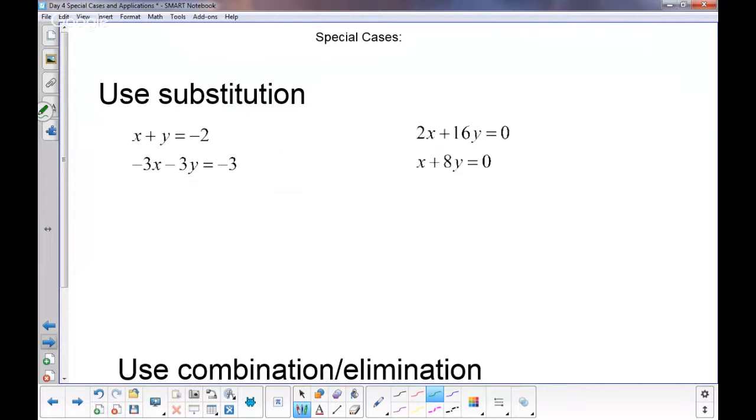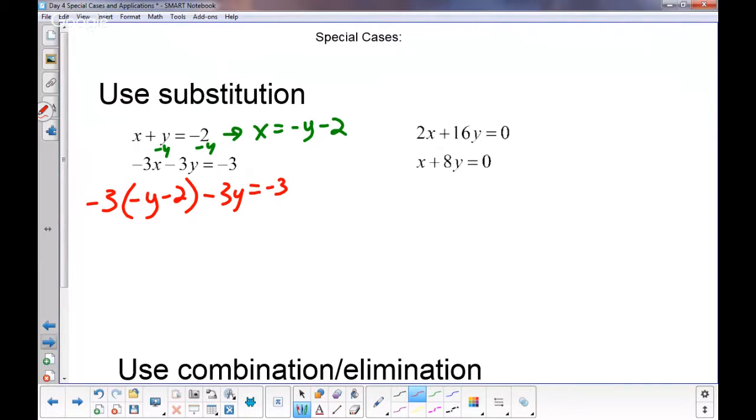All right. So x plus y equals -2. I'm going to solve this equation just for x. So what I'm going to do is subtract y from both sides. And I get x equals -y minus 2. And I always tend to put my variables first just because I like that. All right. So I'm going to take that and plug it into my second equation, -3 for x. So we get -3 times (-y minus 2) minus 3y equals -3. Distribute: 3y plus 6 minus 3y equals -3.